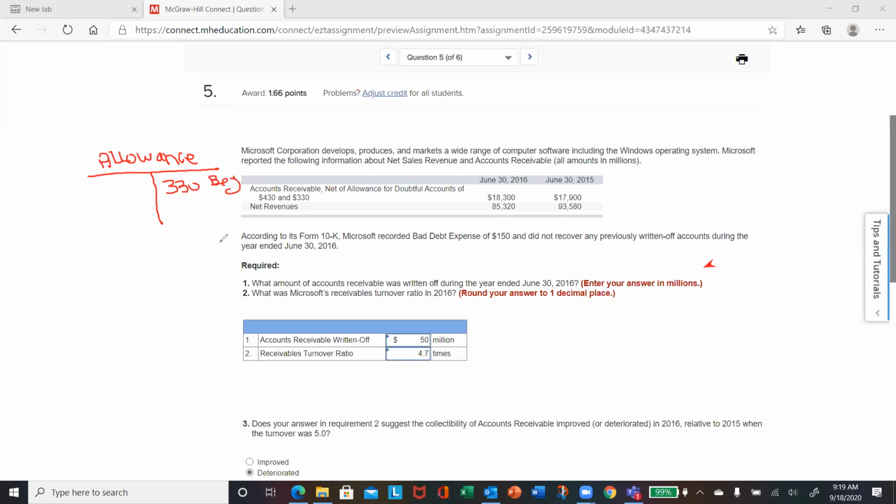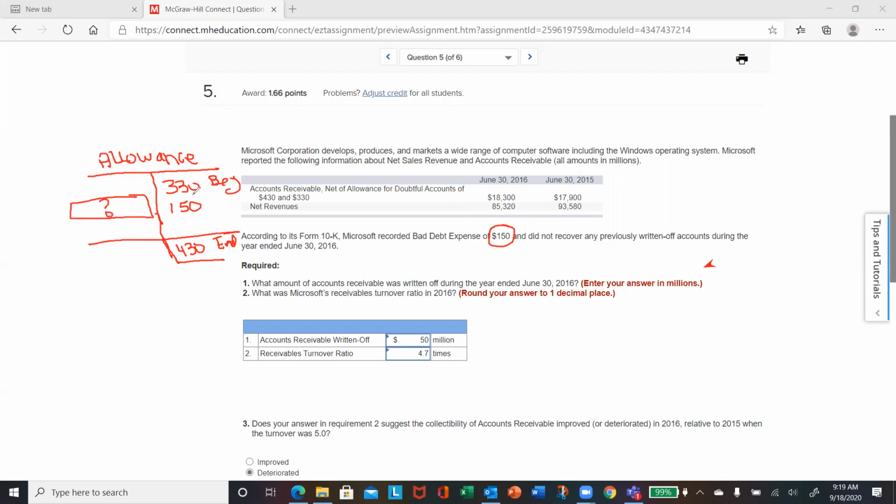All right. And then the ending balance, I'll make this a little bit longer. The ending balance was 430. And in between, they had recorded bad debt expense of 150. So in order to go from 330 to 430, they must have written off something. So that's going to be your plug number.